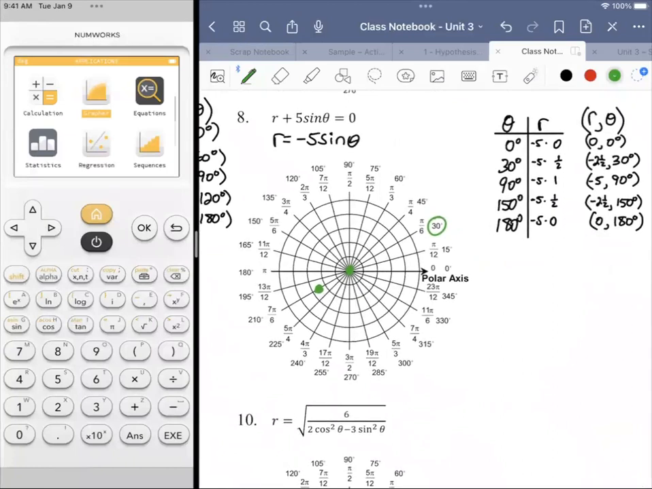Negative 5 at 90 means 5 steps away from 90. 1, 2, 3, 4, 5 puts me right here. Negative 2.5 at 150 means 2.5 steps away from 150. 1, 2.5 is going to put me along this. And then back to 0, 180.